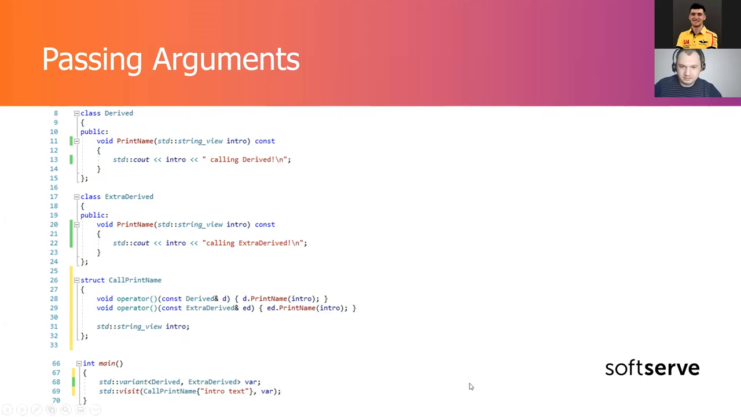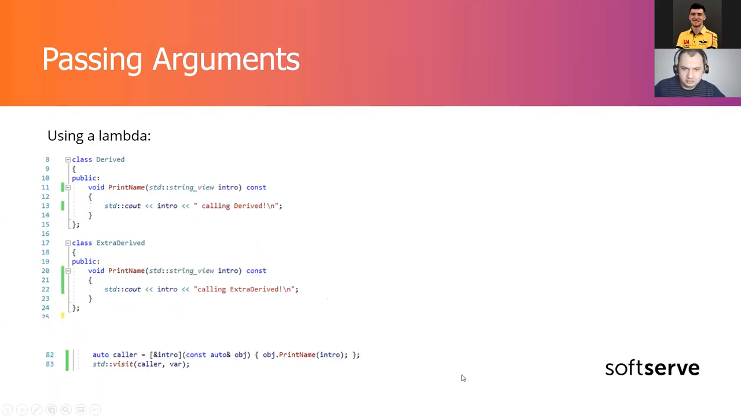And using a lambda, we can capture an argument and then forward it to the member function. Here is an example using a lambda. It's our Derived and ExtraDerived classes with the print name that has a parameter, and a generic lambda with an argument.